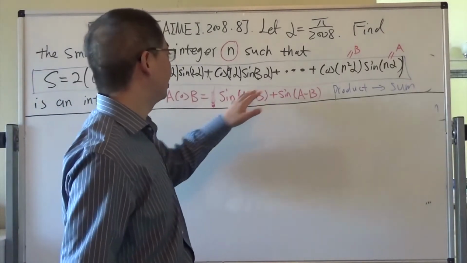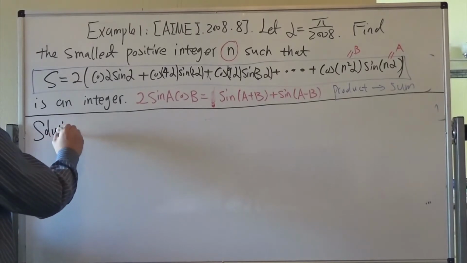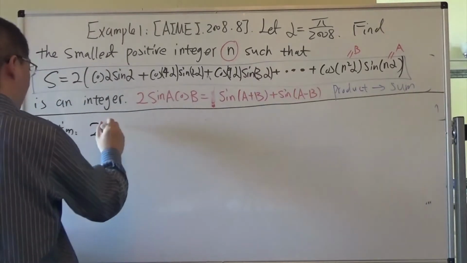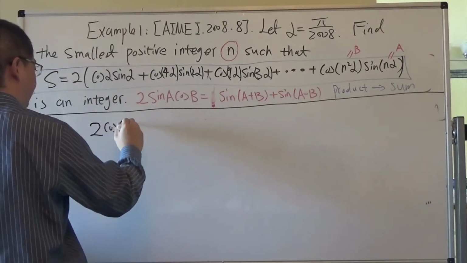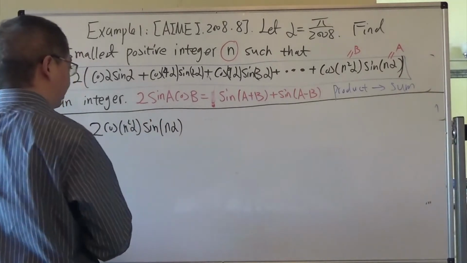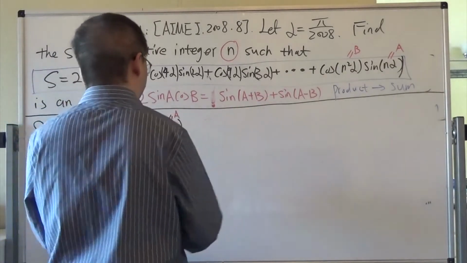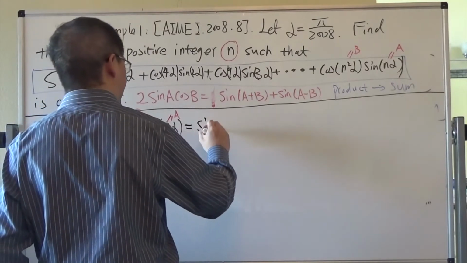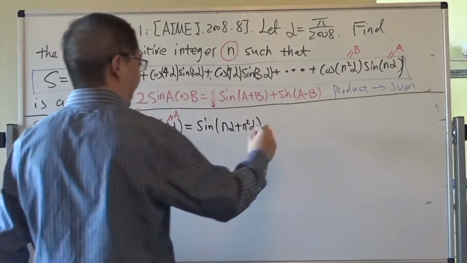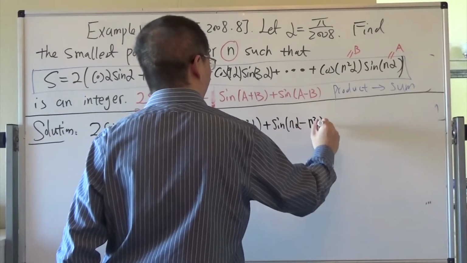Okay, so let's apply this to the general term. Each term is 2 cosine of n squared alpha times sine of n alpha. As we put there, we have this one to be A, this to be B, and we apply the formula. So this equals sine of n alpha plus n squared alpha, and then plus sine of n alpha minus n squared alpha.